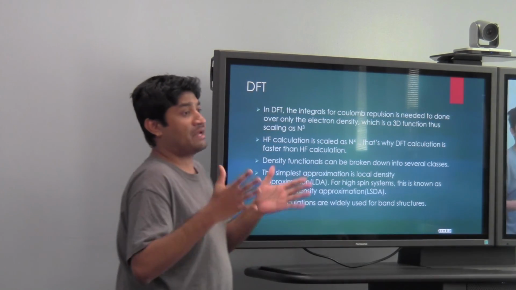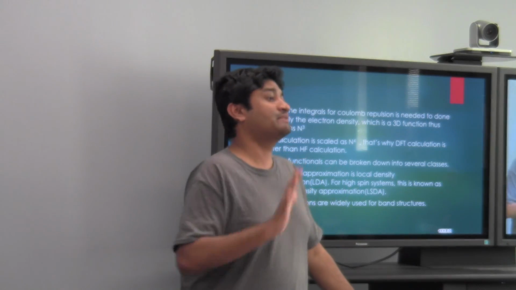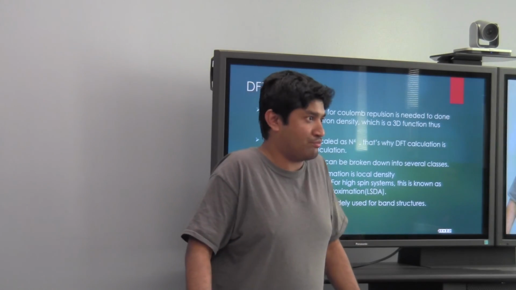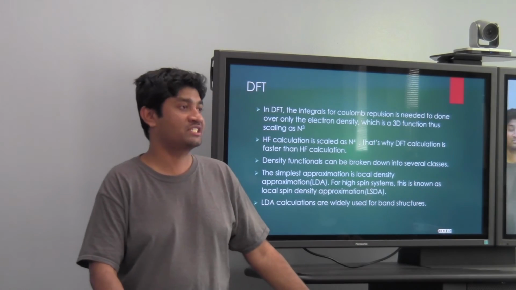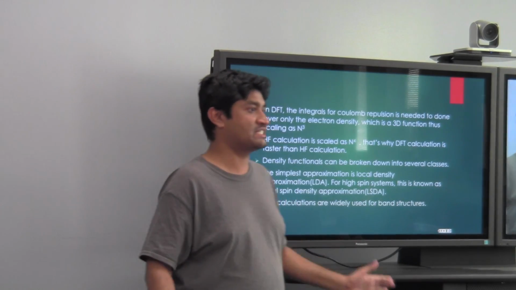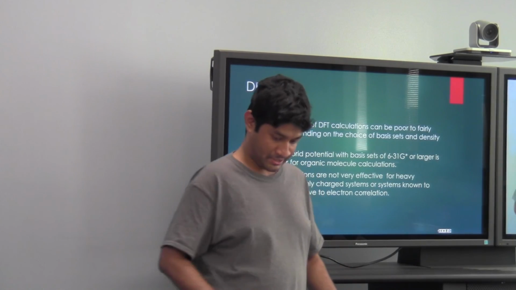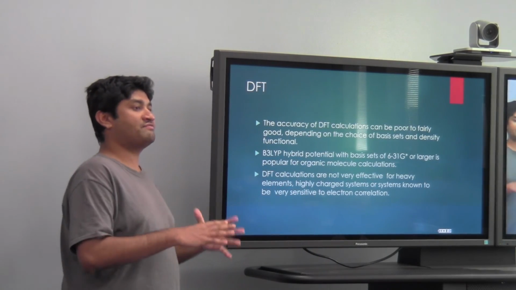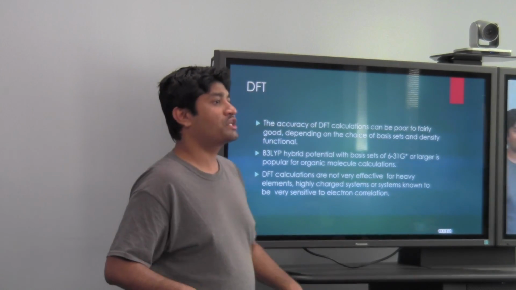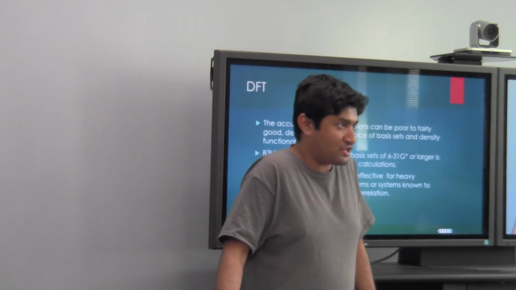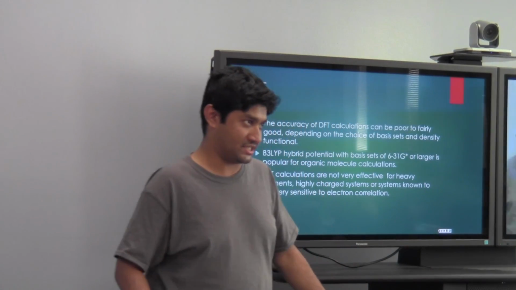That's why the density functional calculation is quicker than the Hartree-Fock calculation. Density functionals can be broken into several classes, and the simplest one is the local density approximation. For high spin systems, it is known as the local spin density approximation, and it is widely used for band structures. The accuracy of DFT can be poor to fairly good depending upon your choice of density functional and your choice of basis sets.